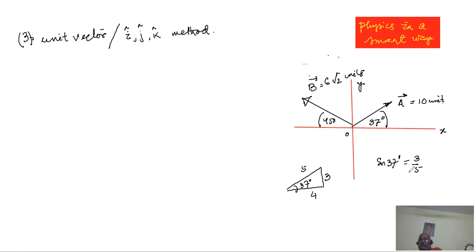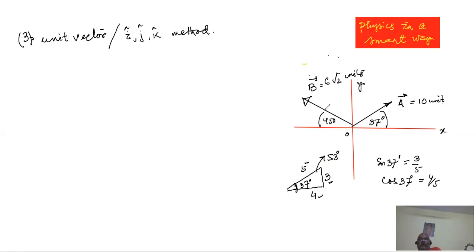A bit useful. My point is these are friendlier numbers compared to sine 30 or cos 30, where root 3 and root 2 appear. Cos 37 degrees will be equal to 4 by 5. Just keep that in mind. If one angle of a right angle triangle is 37 degrees, the other angle will automatically be 53 degrees because they must sum to 90 degrees. So the side ratio will be 3, 4 and 5. Sometimes it is helpful.